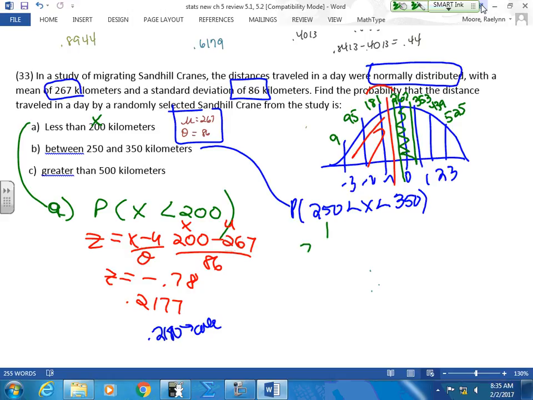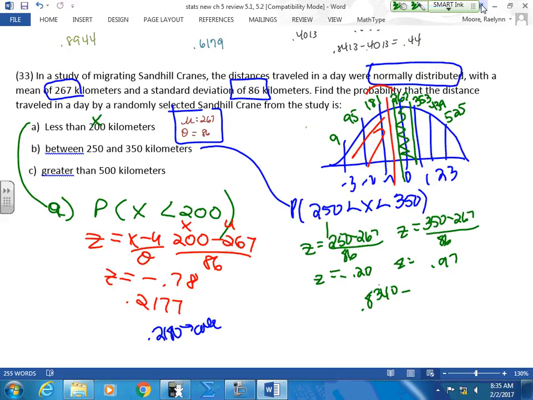Again, you're going to get your z-score for this guy. This guy's going to be negative. You're going to get your z-score for this guy. This guy's going to be positive. And they should come out that way. If they don't match your sketch, then you did something wrong. This z-score is going to be negative 0.20. This z-score is going to be 0.97. You're going to find your areas, and you're going to subtract.